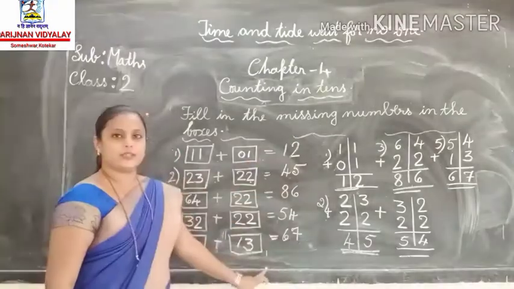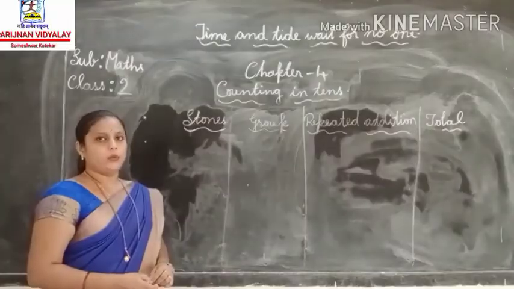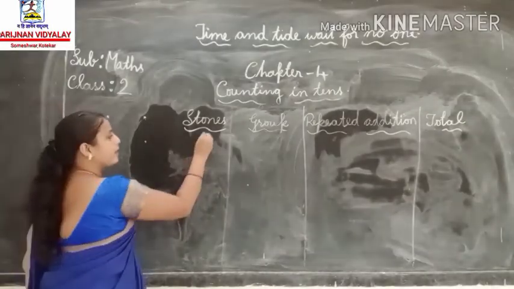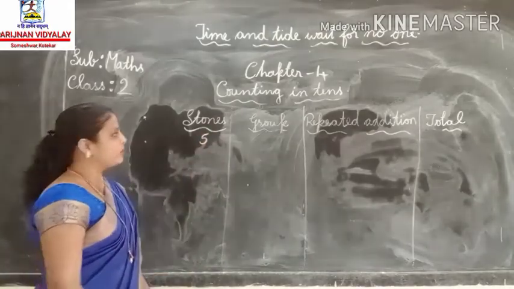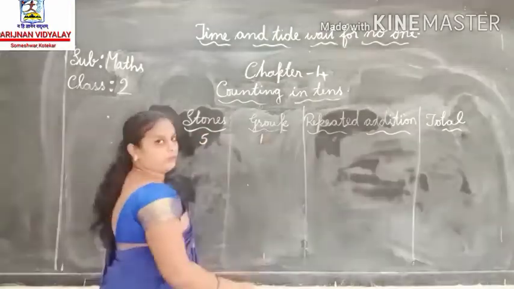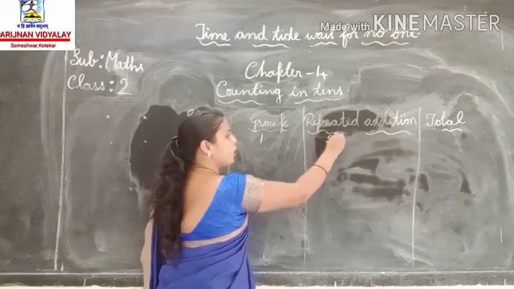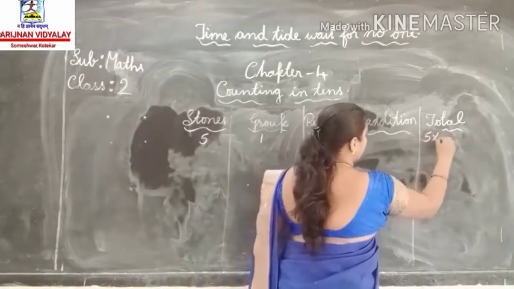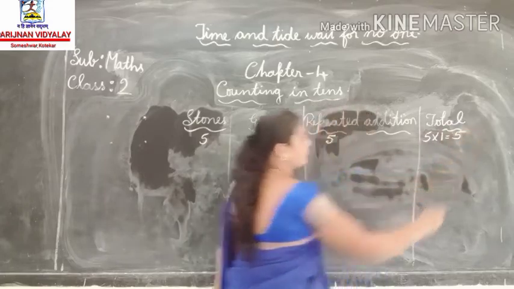Have you understood this? Now let us learn group of fives. Okay. 5 stones into one group. 5 is repeated how many times? One time. So 5 ones are 5.